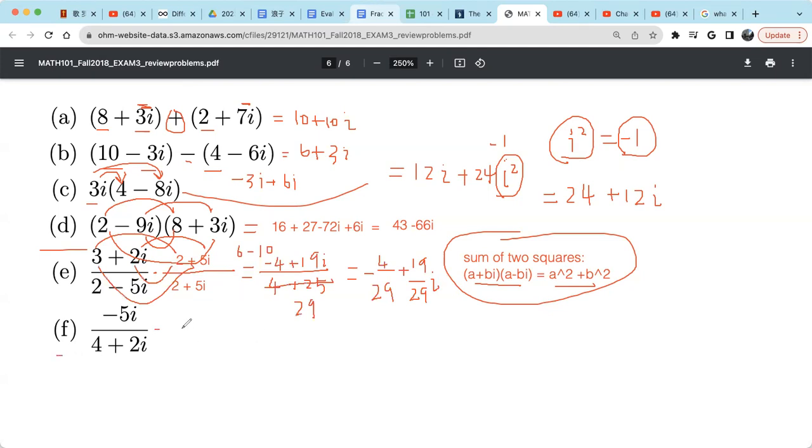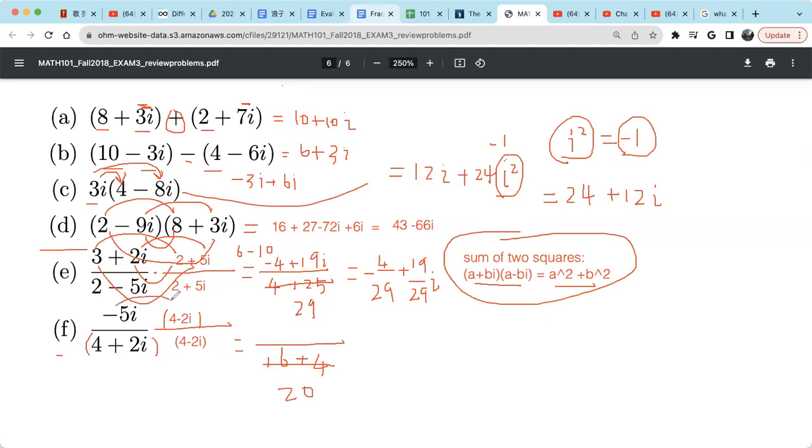Similarly for F, we want to multiply by the conjugate of 4 plus 2i. We multiply by 4 minus 2i. We do the same for the numerator, 4 minus 2i. Then when we multiply binomials, let's put parentheses around. Right away, for the denominator, we get 4 squared, 16, plus 2 squared, which is plus 4, which is just 20. So the denominator is 20.